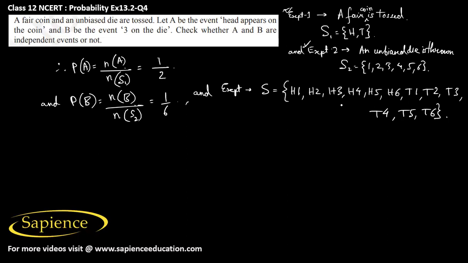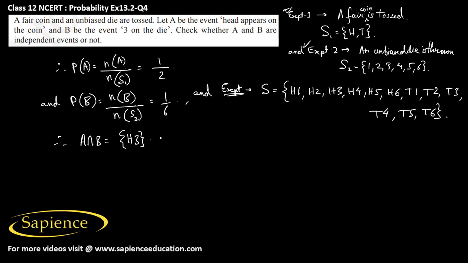So there would be 12 possible outcomes for this combined experiment, which is a combination of experiments 1 and 2. Here we need to find the event A intersection B. It means that head is obtained on the coin and 3 appears on the die. It is the event H3.